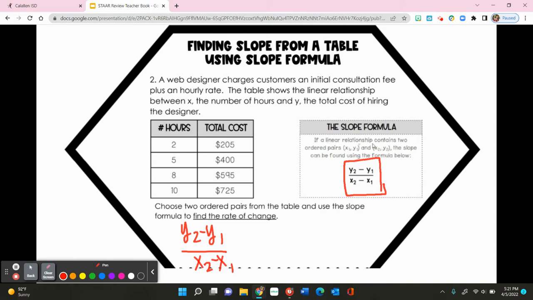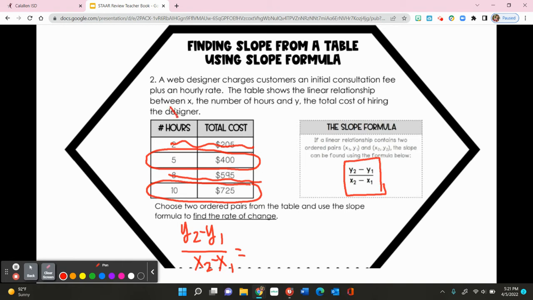And here it says if a linear relationship contains 2 ordered pairs, your ordered pairs should be x1, y1 and x2, y2. We can use this formula to find our slope. So here that I have a table, I have 4 points. In order to use the slope formula, we only need 2 pretty points. So the 2 points I'm going to choose to use are 5 and 400 and 10 and 725. But again, you can choose to use any 2 you want. So I'm not going to use 2 and 8.